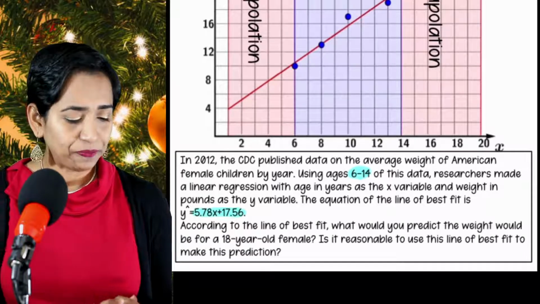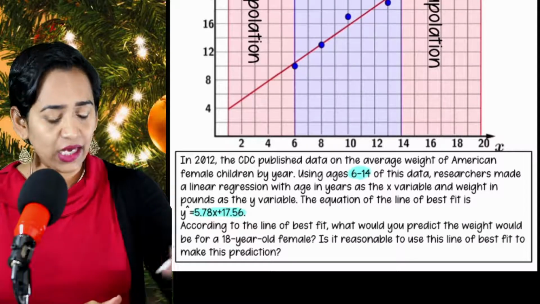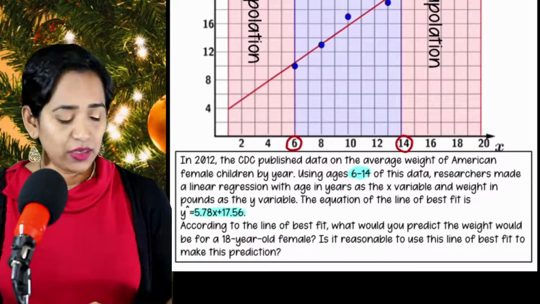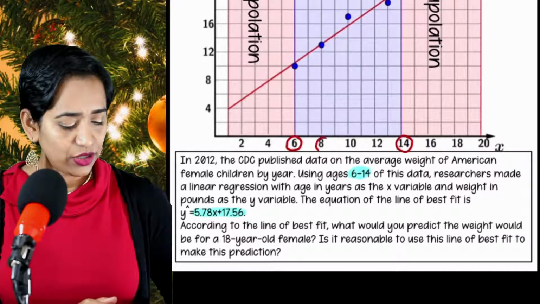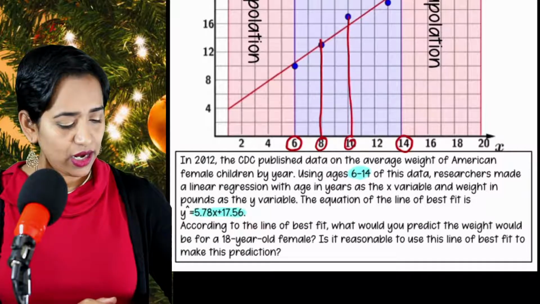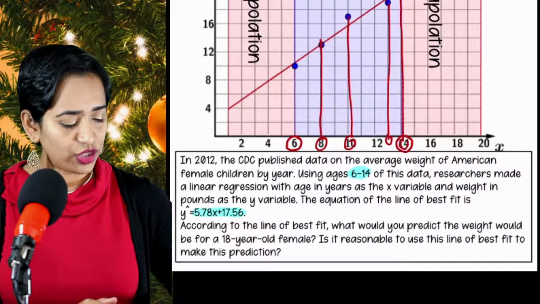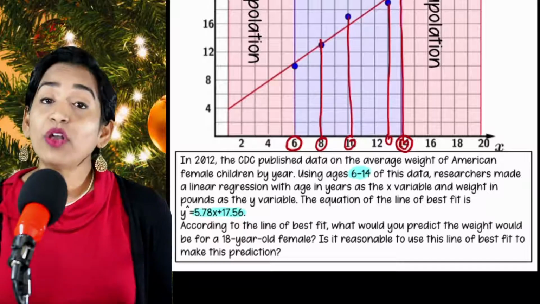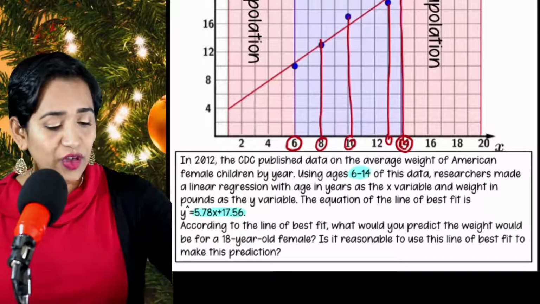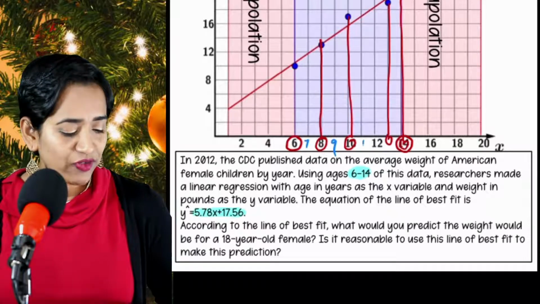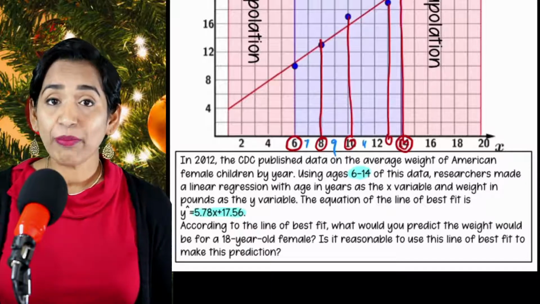How do I do that? Remember what ages they took? They took ages 6 to 14. I have a data value for 8, for 10, for 13, and for 14. Now you might say, Miss, you have all the data values. What predictions are you making? What if I want to find for 7? What if I want to find for 9? What if I want to find for 11? So you see what's happening?